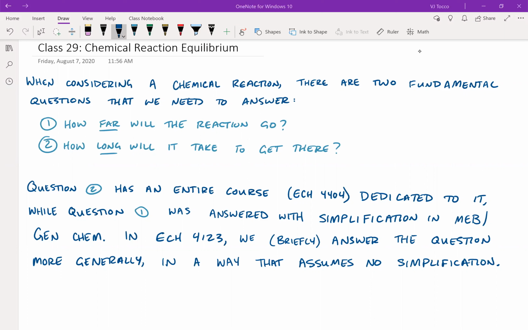As I'll describe to you in a moment, the answer to the question that we talked about in MEB and possibly in Gen Chem was oversimplified in that, like so many other things in MEB and Gen Chem, it assumes ideal conditions. So once again, in phase equilibrium, we'll talk about how to calculate the equilibrium constant in a way that does not assume ideal cases for either the ideal solution or the ideal gas.